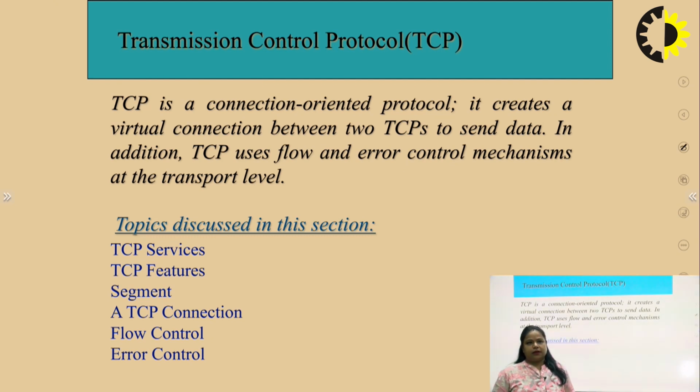As we are all aware, the Transmission Control Protocol is a transport layer protocol which provides a connection oriented service. So we can say TCP is a connection oriented protocol, and it creates a virtual connection between the two TCPs so that they can transmit the data. TCP is a reliable transport layer protocol. If it is reliable, then it always uses flow and error control mechanisms at the transport level.